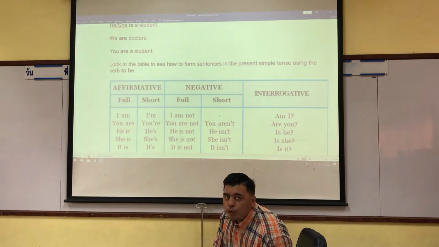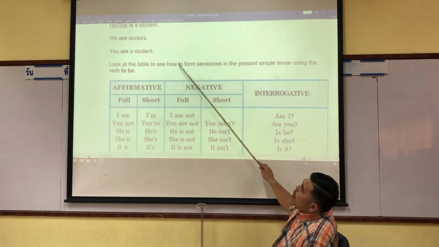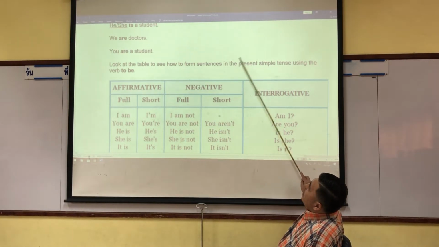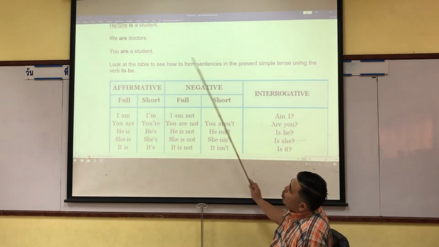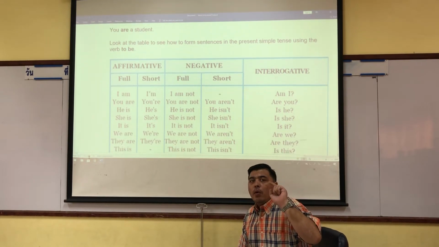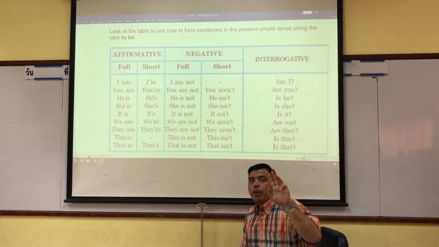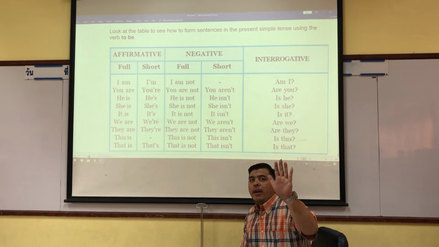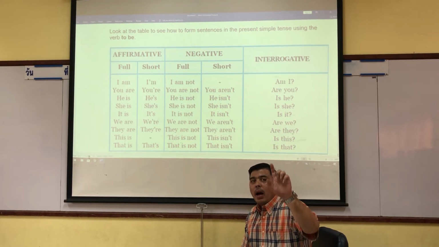Now, what we're going to do is look at the table to see how to form sentences in the present simple tense using the verb to be. How many forms do we have of the verb to be? 1, 2, 3, 4, or 5? Well done. We have 3. We have am, is, are.